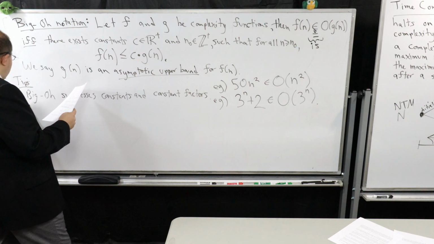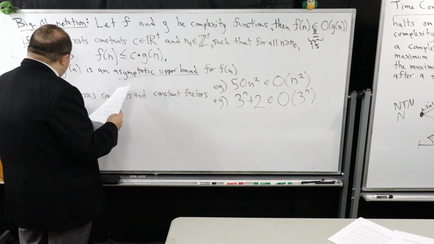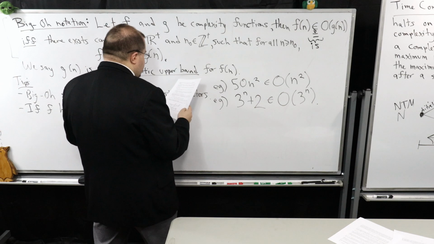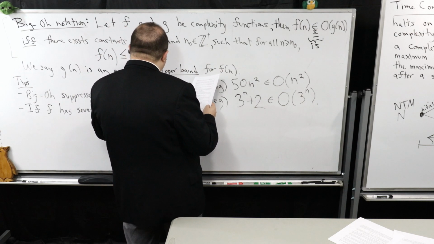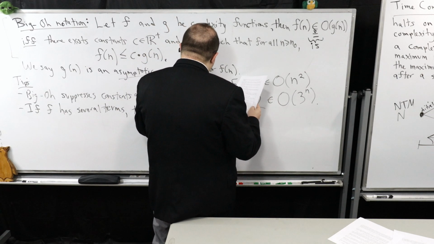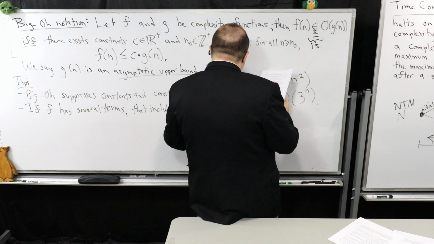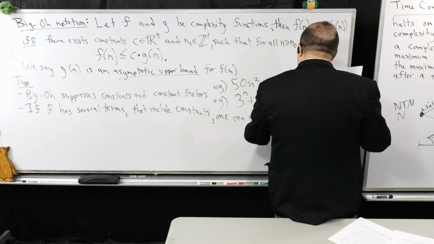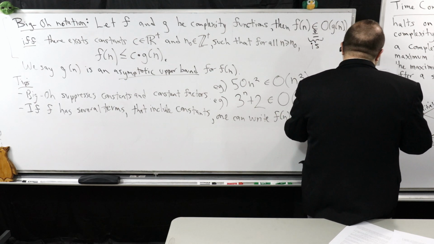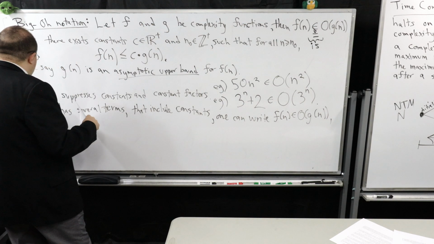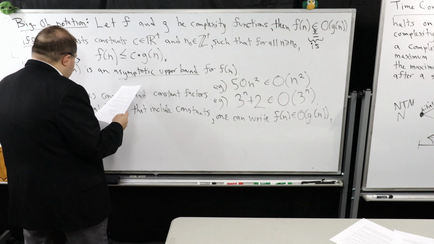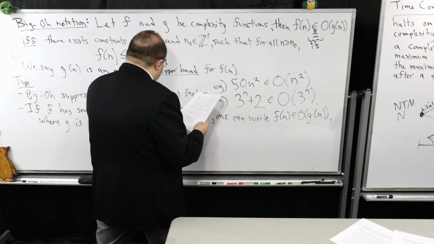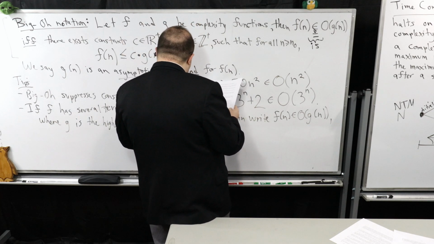In addition, if F has several terms that include constants, one can write F is big O of G, where G is the highest order term, now this marker's highest order term without constants.